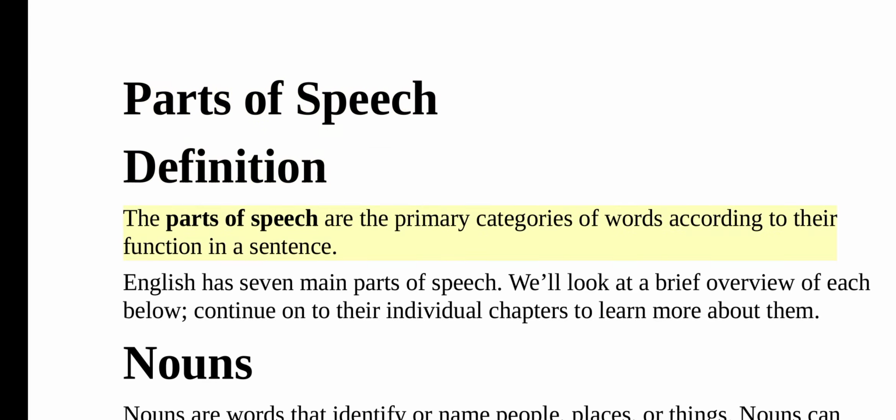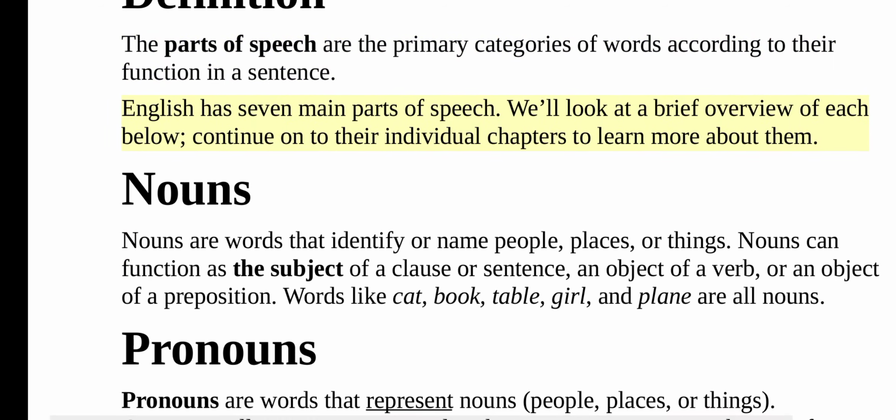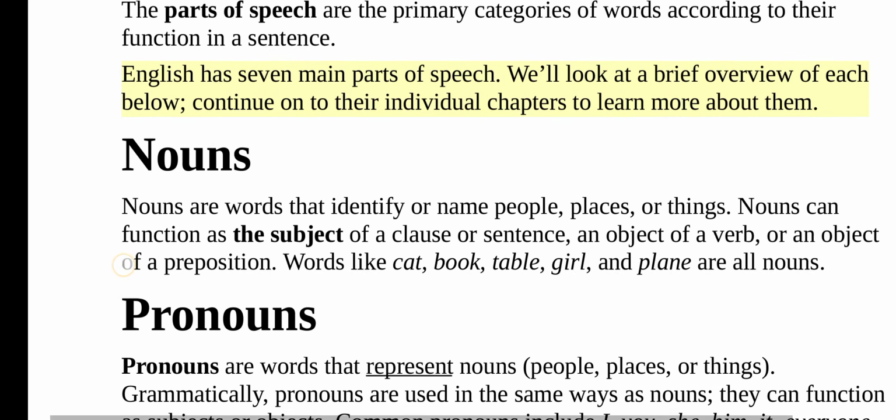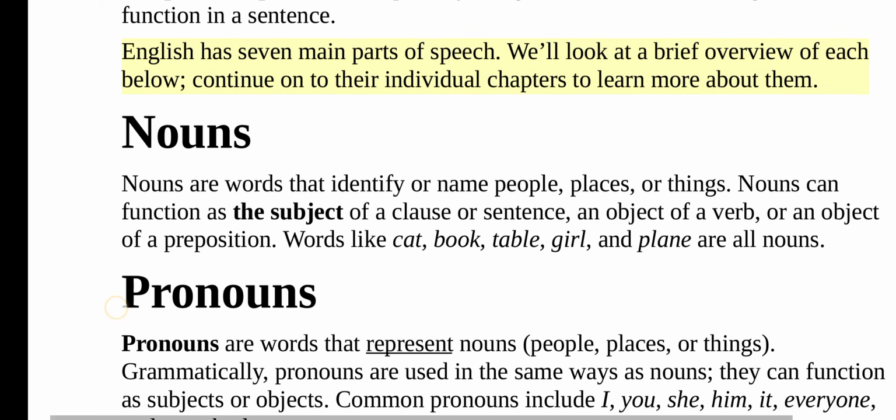Definition. The parts of speech are the primary categories of words according to their function in a sentence. English has 7 main parts of speech. We'll look at a brief overview of each below; continue on to their individual chapters to learn more about them.